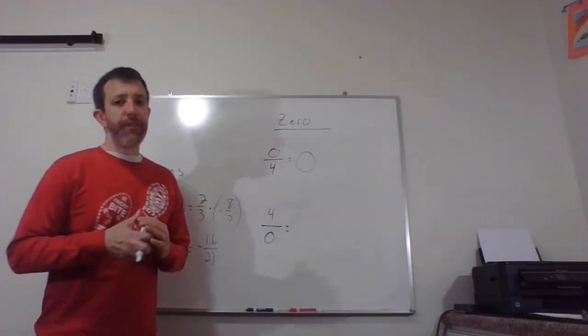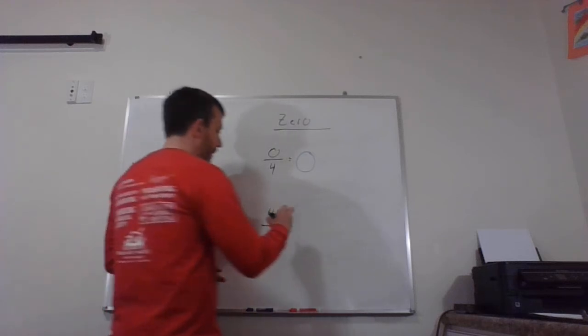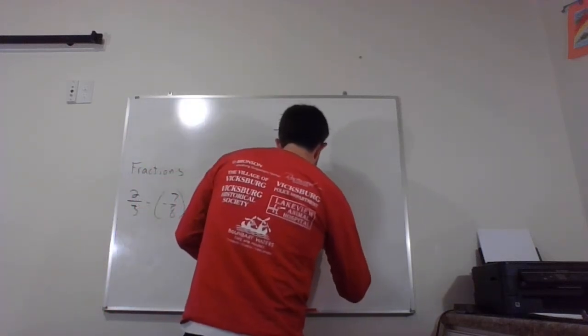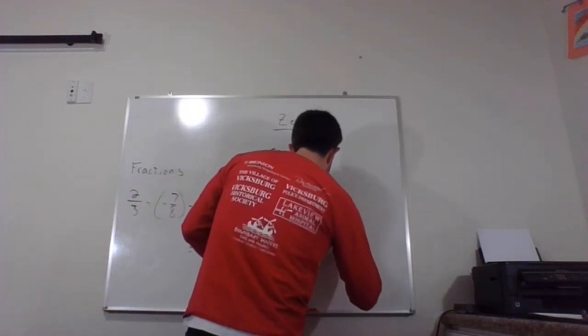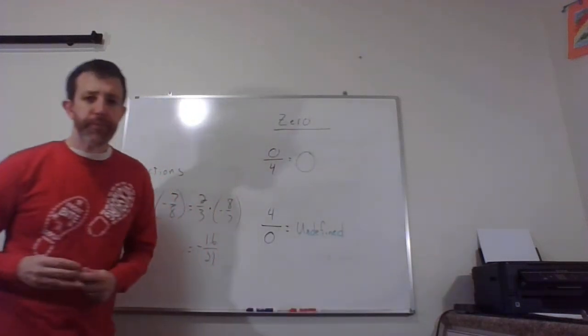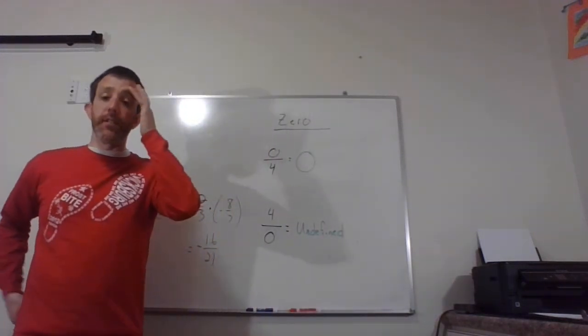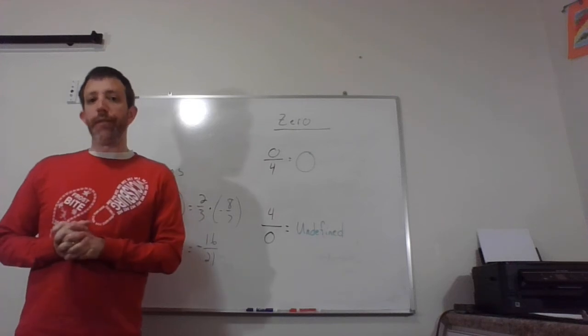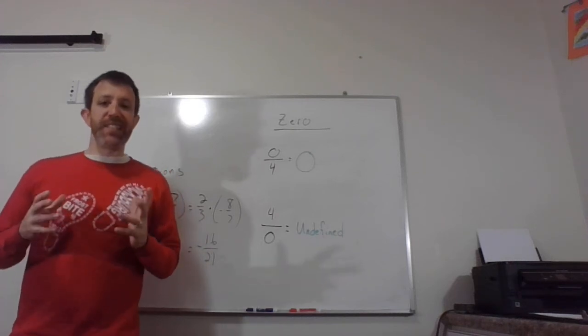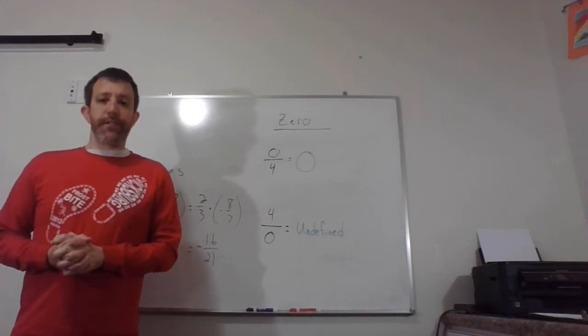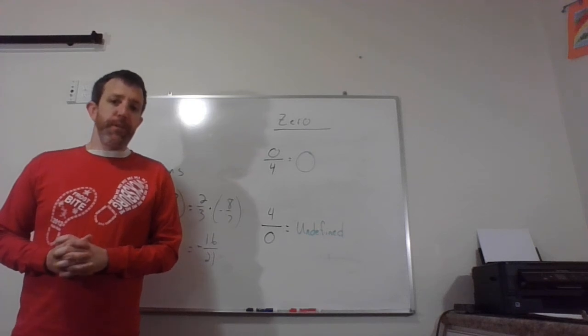Okay, so you can't divide by 0. Anytime you see it, it is what we call undefined. Because quite frankly, there is no definition for what it actually means to divide by 0. It's a nonsensical kind of statement. And so you can't divide by 0.